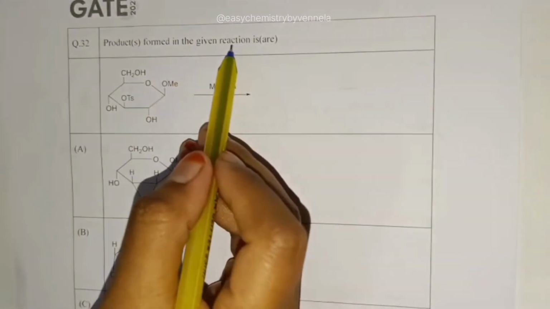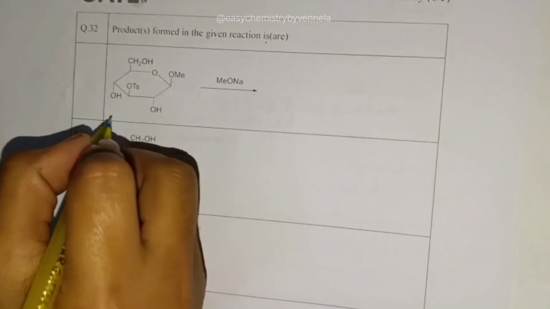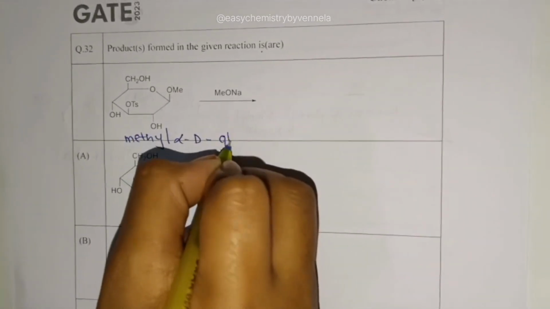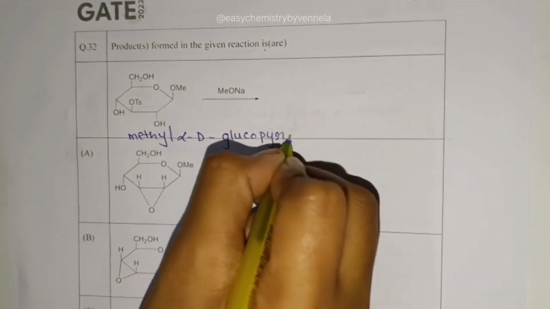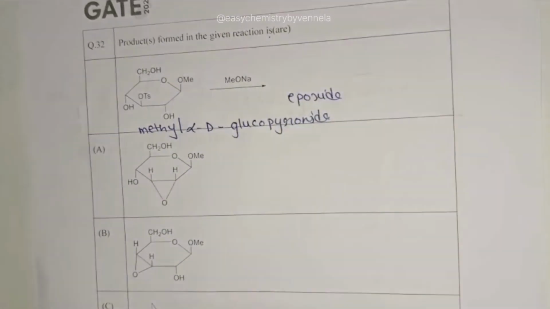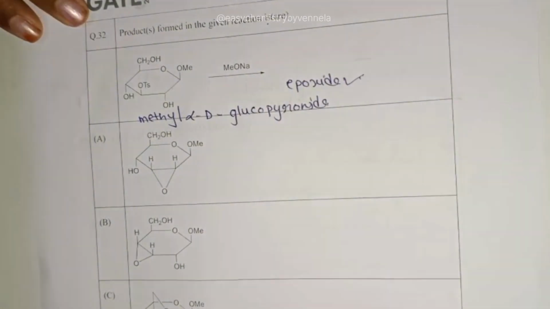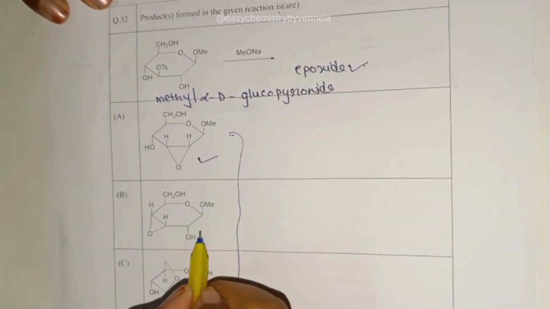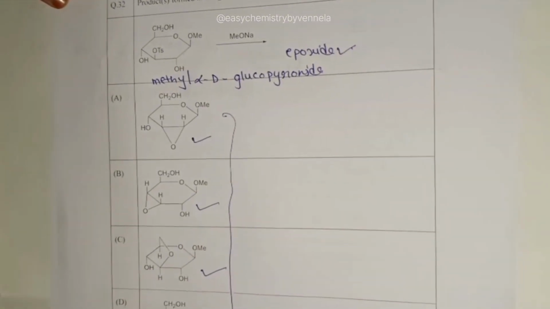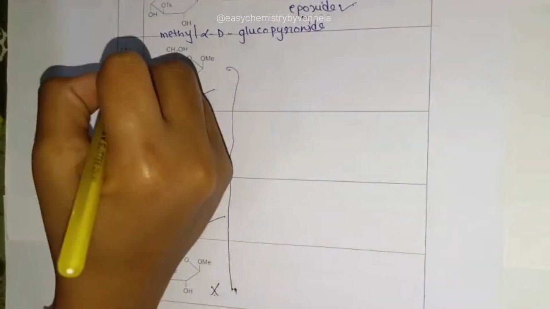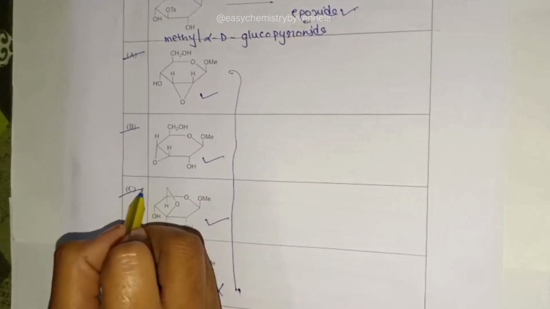The products formed in the given reaction are, it is methyl alpha D glucopyranoside. It can mainly form epoxides. Here this is very easy because see option 4. These are all epoxide. Here epoxide is present. Here is present. Here is present. Here no epoxide. The main point is it can form only epoxides. So option A, option B and option C, these are all correct.